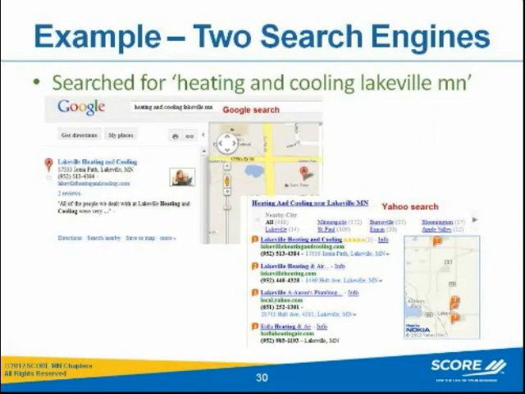It's sometimes easier to grasp what I've been talking about by seeing some concrete examples and results. So in the next several slides, I'll show you how the Lakeville Heating and Cooling appears on a number of the local listings. You can see in this first slide how it appears on a Google search and how it appears in a Yahoo search. Both of these searches have produced potential customers for Lakeville Heating and Cooling. Both show a local map. Both show links to the company's website.